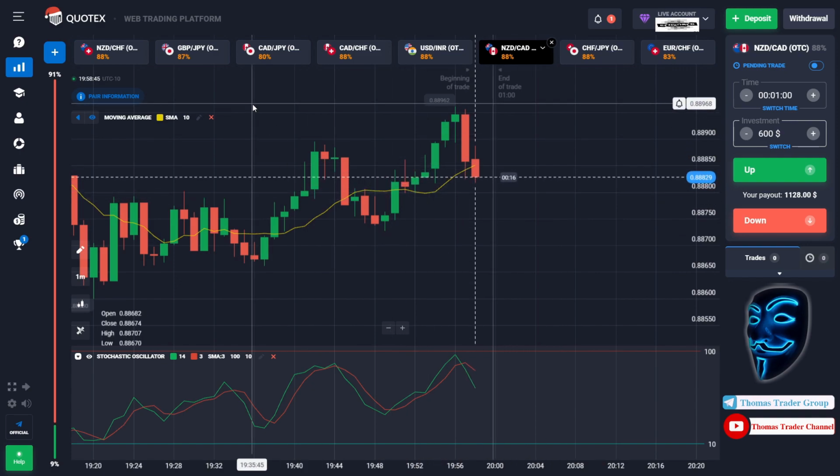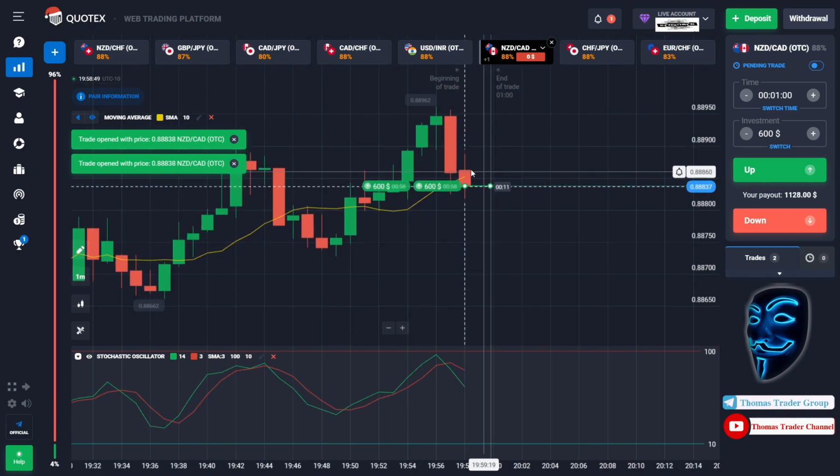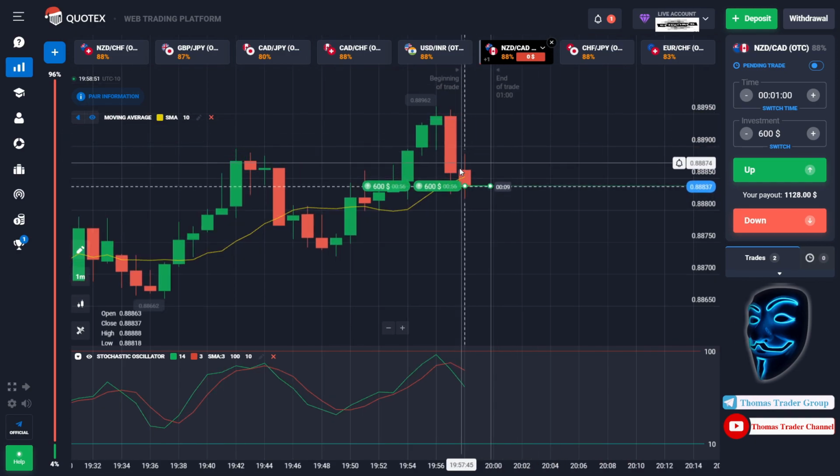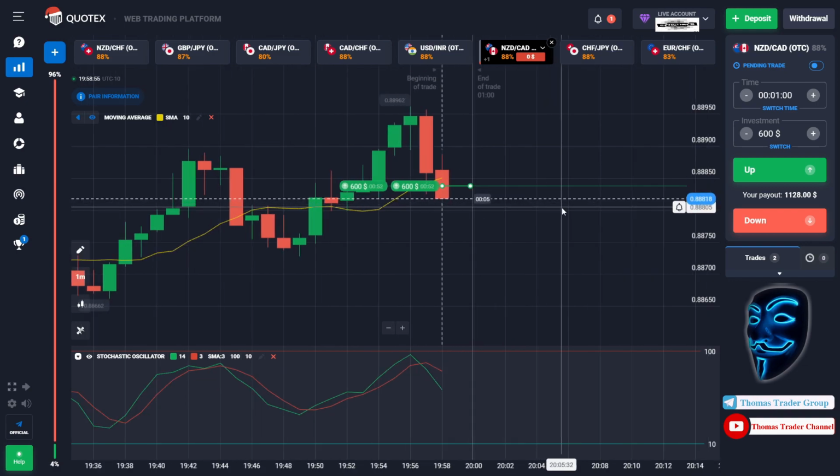And over here we still can open buy for 1 minute, because I'm sure that when the market touches the moving average line, it will make a rebound and it will continue the bullish trend. Let's prove it and let's wait till the end of our trade.